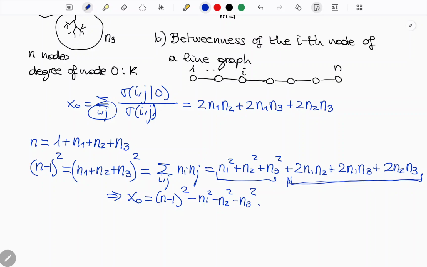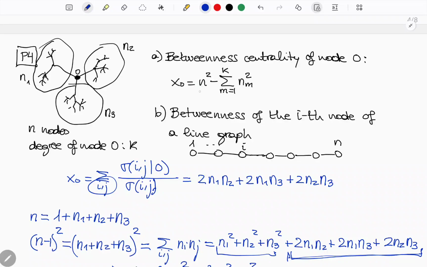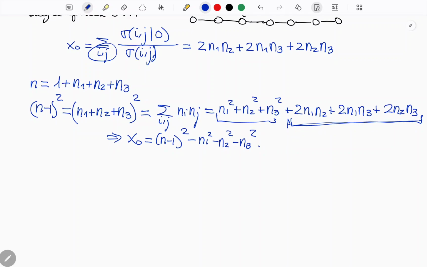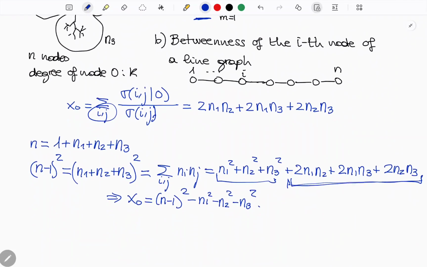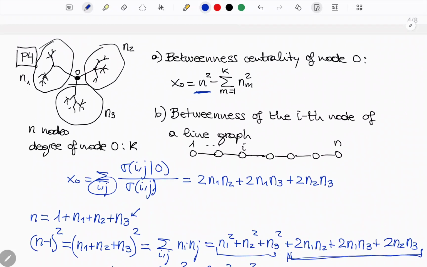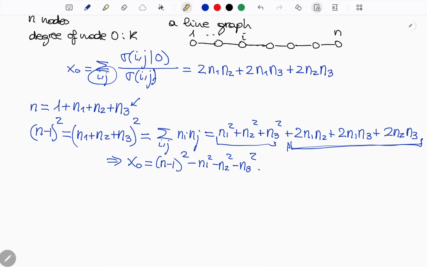So this is basically this result. Again, Mr. Newman decided that instead of n minus 1, he preferred to write n. Okay, so far so good. The point is that this is explicit for 3 sets because this node has degree 3. But what happens if instead of degree 3, this node has a general case, degree k? So I have to generalize this expression basically.